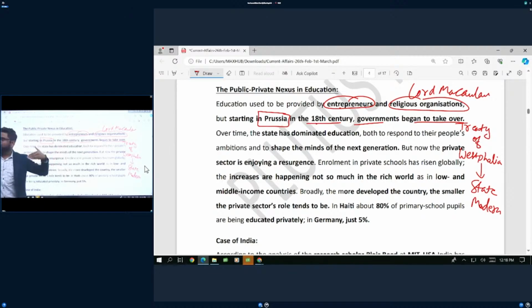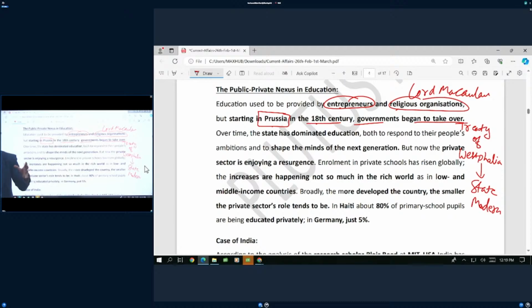The state became supreme over religion in the Treaty of Westphalia. They understood that to control minds, I have to control education. So they took control back from religion, and the control was transferred from religious organizations to the state. Clear? And then it spread around the world.